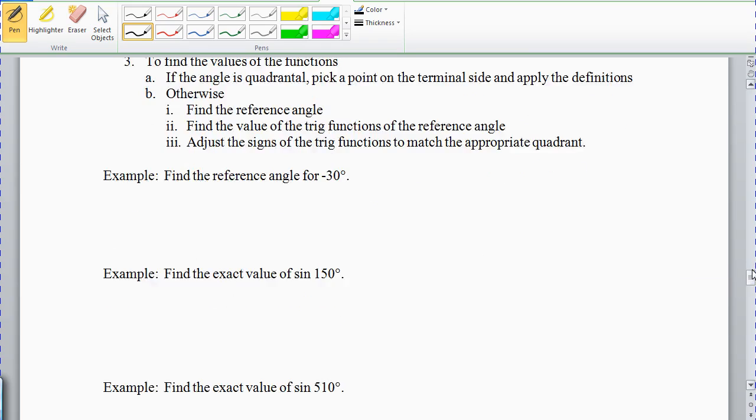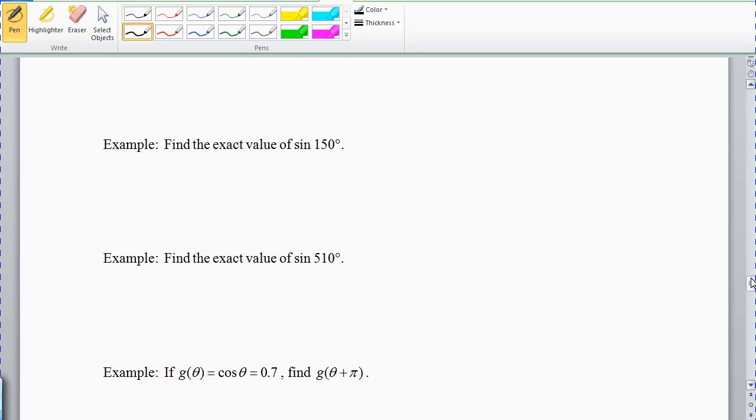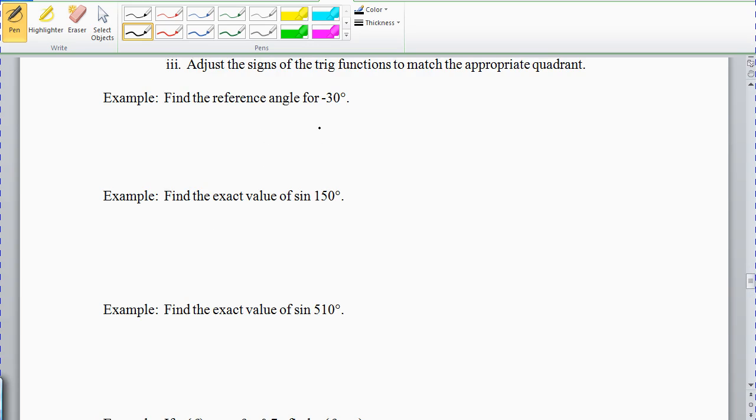Well, we got a few examples here. We got 3, looks like, maybe 4. Oh, it's even better. So let's do these first 3 examples first. They're all similar. So let's find the reference angle for negative 30 degrees. Now I've drawn one negative angle. So let's draw another one. So here's my initial side. It's on the x-axis always.